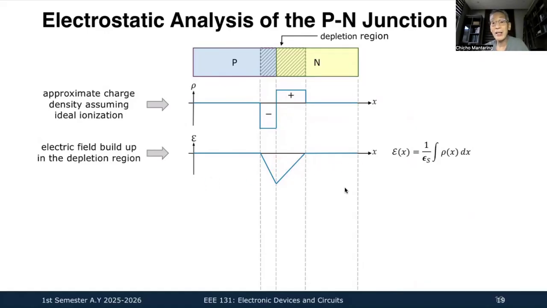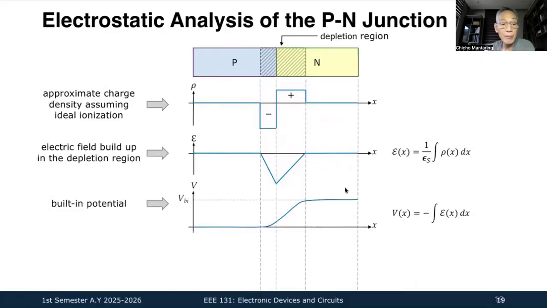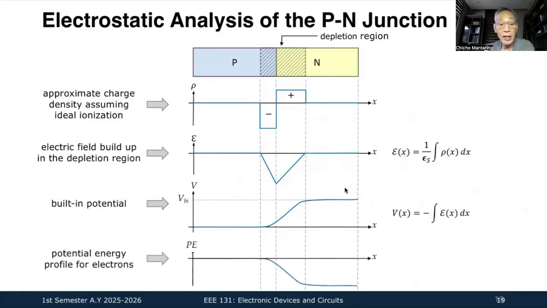What will the potential look like? What will your electric potential look like? No? That's equal to the negative of itong area naman. No? So this is going to be the electrostatic potential across the depletion region. We call this your built-in potential or VBI, built-in potential. No? And what will your potential energy profile for electrons look like? That is the negative of your voltage multiplied by E. So ito yung magiging itsura niya, no? Ito yung magiging itsura niya.